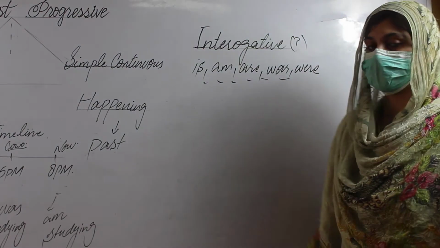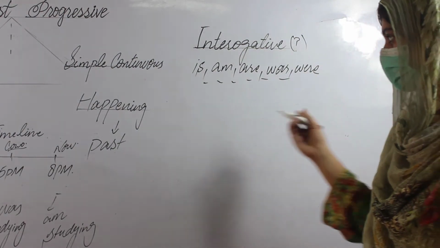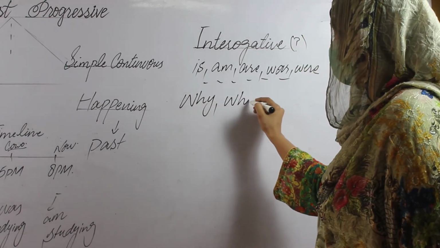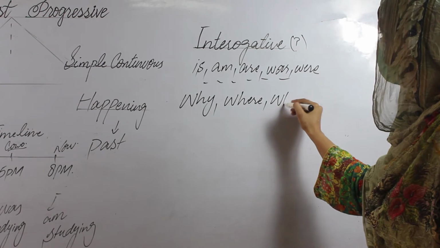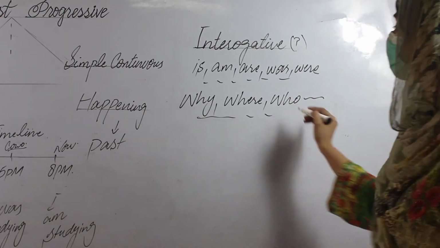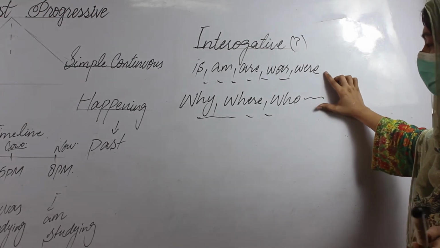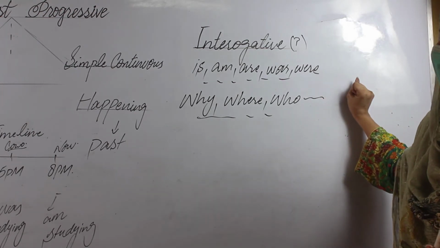But this is only the first type. Second part, just for example, the WH family: why, where, who. These are also the interrogative words. These are the two types of the interrogative statement. Firstly, start with is, am, are.